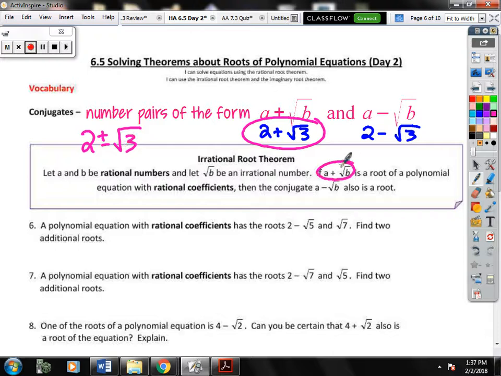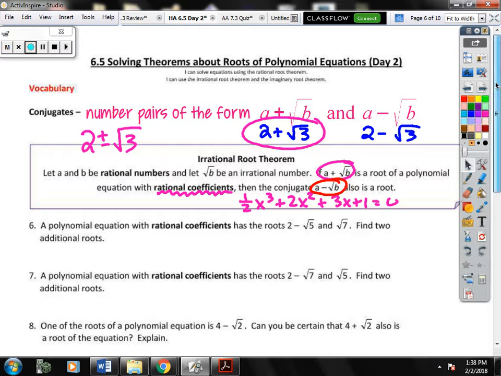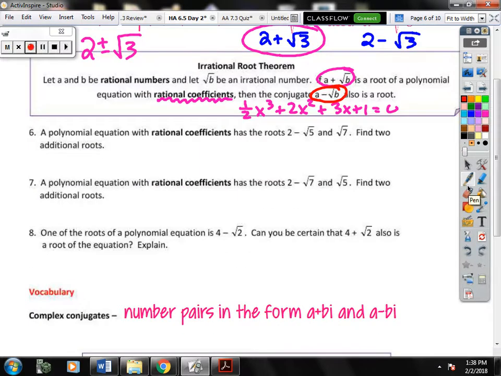So that's what this theorem says in layman's terms. If you know a plus the square root of b is a root, and it has to have rational coefficients, so that's also important to mention, meaning that the coefficients of the original equation have to be fractions. So like 1/2 x cubed plus 2x squared plus 3x plus 1. So all of the coefficients have to be rational, being able to be written as a fraction. Then you would know a minus the square root of b is also a root. Examples below ask us, if we know these are roots, find two additional roots. So if 2 minus the square root of 5 is a root, then its conjugate, 2 plus the square root of 5, is a root.